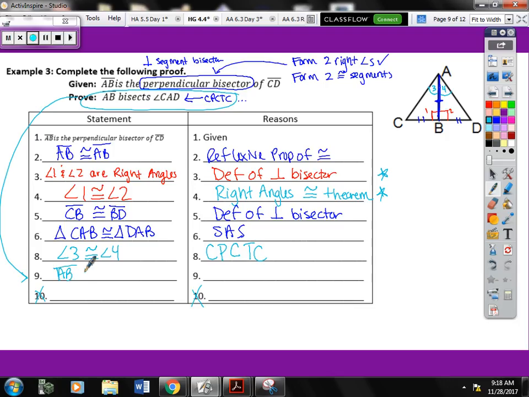Ray AB bisects angle CAD. And what would my reason be for that? Helen? Close. It is definition. What type of bisector is this? Not a perpendicular. Angle bisector. Definition of an angle bisector. The definition of an angle bisector is it divides it into two congruent angles. Okay.